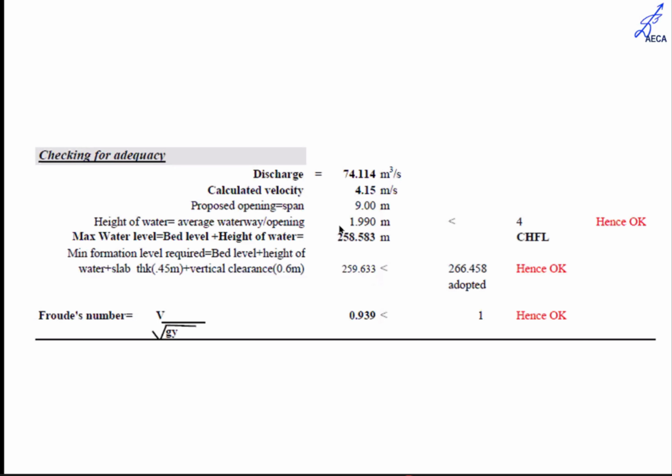Also the height of water which was calculated based on the depth of flow came to 1.99 meter, whereas the clearance which was given for the bridge was 4 meters. So that was also okay. The maximum water level or the calculated HFL then becomes the bed level plus the height of water calculated. And the formation level required is then the bed level plus the height of water plus slab thickness plus the vertical clearance. All this put together would give us a minimum formation level, which is less than the adopted.